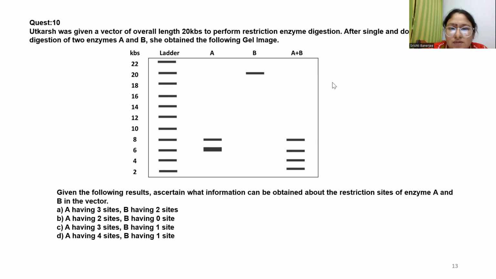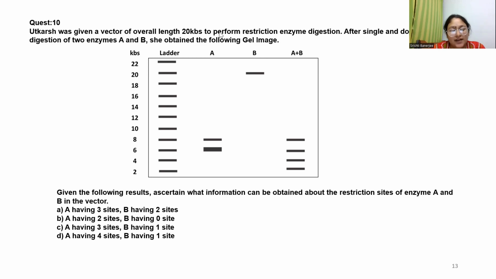Okay. So why C? From the gel image, it's very clear that A has two fragments, that means two sites, and B has just one fragment, with one cut site. So why A three and not two? And A and B four together? How can that be possible? Somebody please explain.